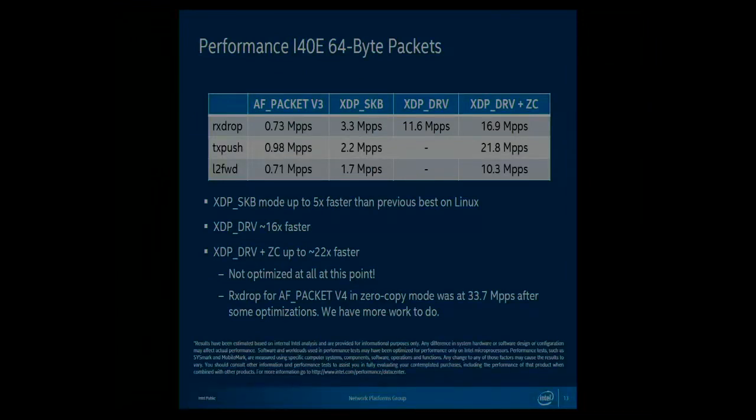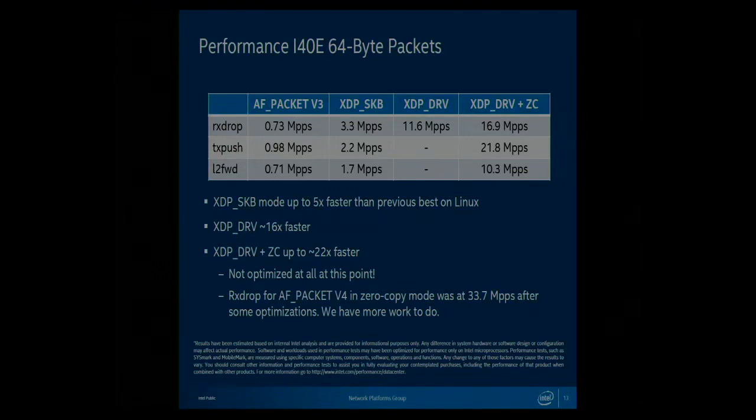We have 3 micro benchmarks. We have RX drop, which just receives the packet, doesn't look at the data, and just drops it. TX push is kind of the opposite. It has pre-computed TX packets and just tries to send them out as quickly as possible. Only RX, only TX. And L2 forward is receive a packet, swap the MAC header, and send it out again. So this actually does touch the data.